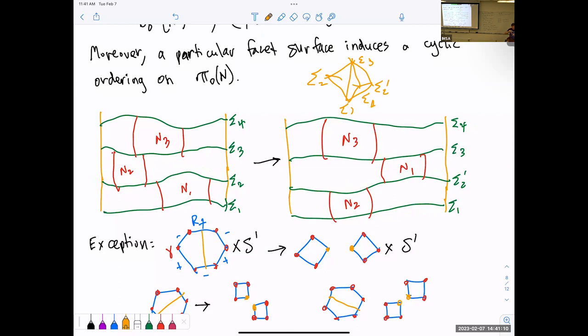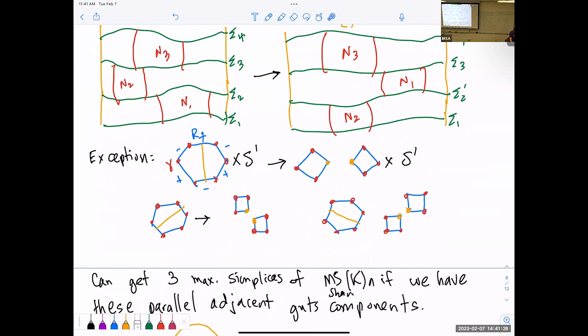And then there should be, in this context, basically a unique way, when I remove sigma 2, there should be a unique way of inserting this new Seifert surface, except in a particular case where, in this region, you might have a book of I bundles where the guts looks like a hexagon crossed with a circle.